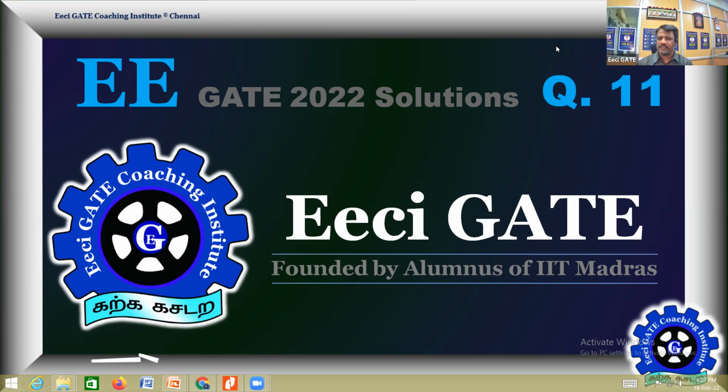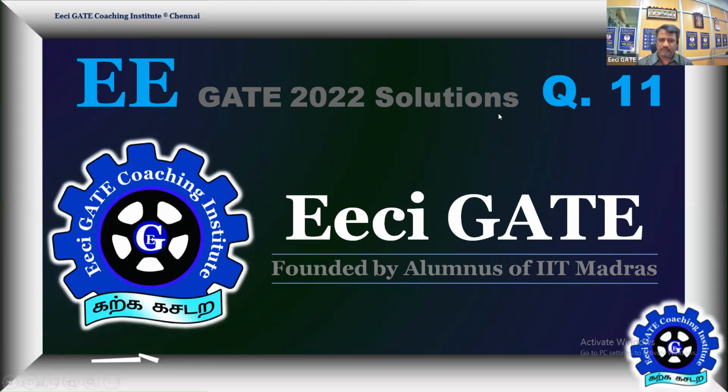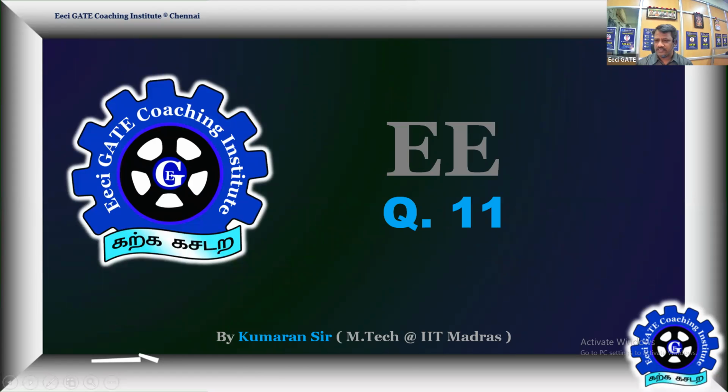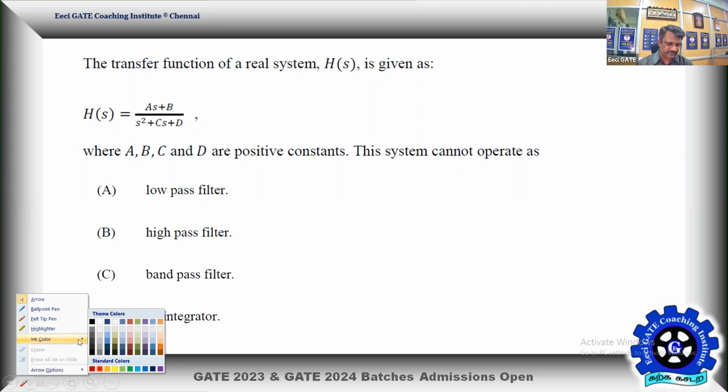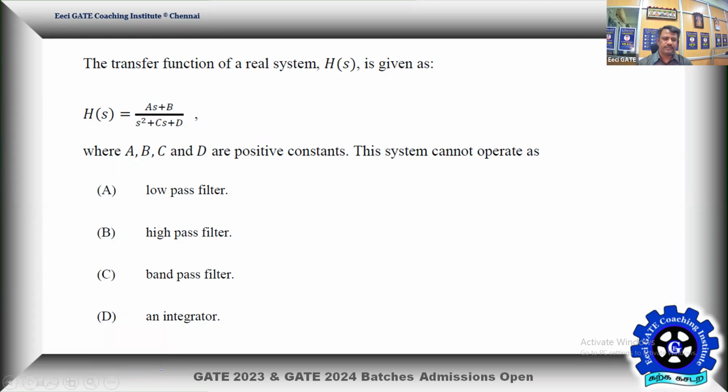Problem number 11. Another interesting problem based on systems, especially the frequency domain. Given a transfer function of a real system H(s) equal to (as + b) divided by (s² + cs + d), where a, b, c and d are positive constants, greater than 0, you can say.